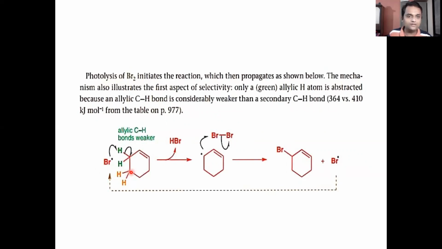In this reaction, the secondary carbon-hydrogen bond does not undergo cleavage. Only the allylic carbon-hydrogen bond undergoes cleavage. Why? Because allylic carbon-hydrogen bonds are weaker, so they can easily undergo cleavage to form a stable radical. Then that allylic radical takes a Br from a bromine molecule to form the allylic bromide, with the formation of one Br radical. So this is the mechanism of this reaction.